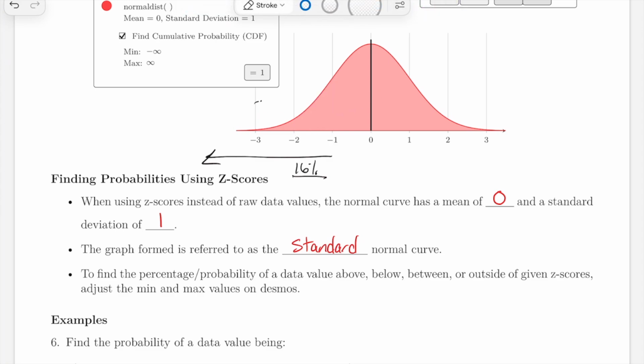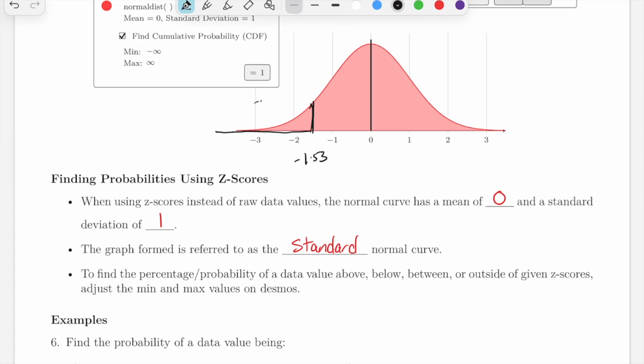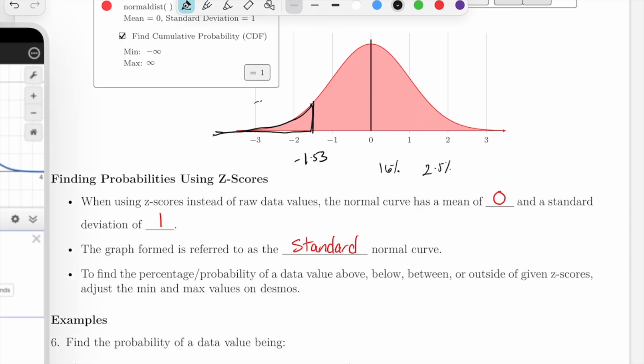So we can't use that proportional reasoning on this. And that's why we have to use the calculus, or specifically, we're going to be using a calculator. So for negative 1.53, we're looking for the area that's to the left of negative 1.53. And if I had to guess, it's going to be some number between 16% and 2.5%, probably closer to 2.5%. But you know what? We don't need to guess.